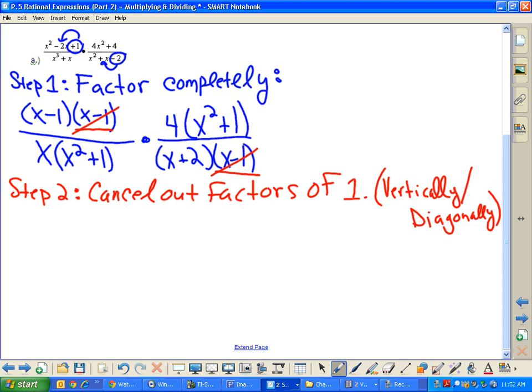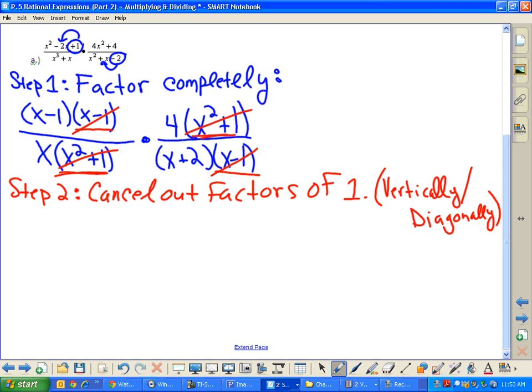In the second diagonal, I'm comparing the second numerator with the first denominator. And I see there's an x squared plus 1 here and an x squared plus 1 here. So I can cancel those out as well. Again, eventually they would be over each other when I multiplied, so we might as well reduce them out now. And that's basically step 2. You just cancel out your factors of 1.